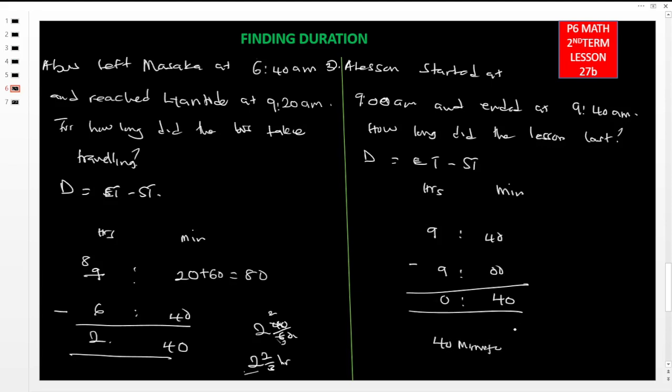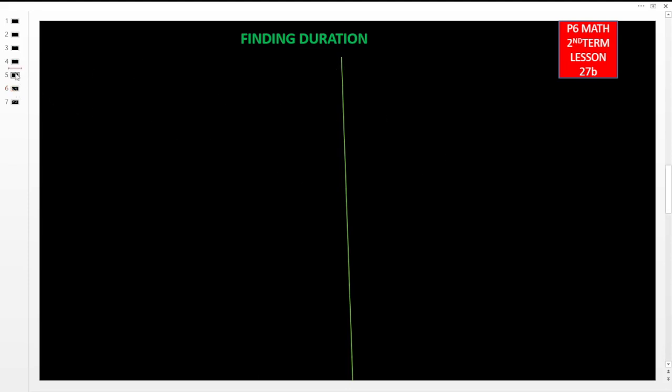Or you can convert these minutes into fractions. 40 out of 60, dividing by 20, is 2 thirds, which is lasted for 2 thirds of an hour. Same as 40 minutes, right? So let us get another chalkboard here. Okay, let us get this one now.